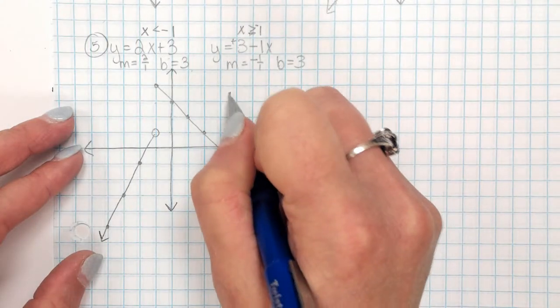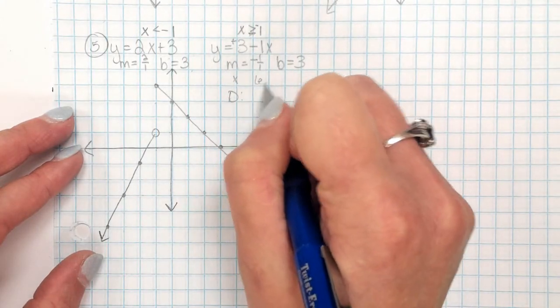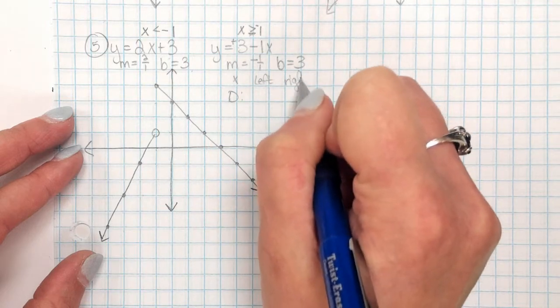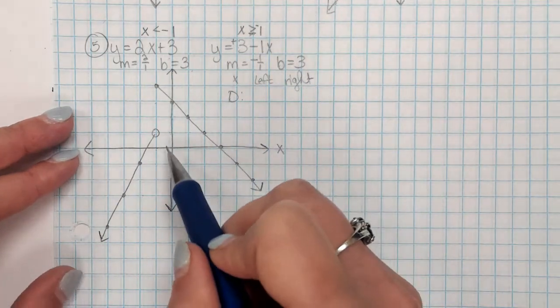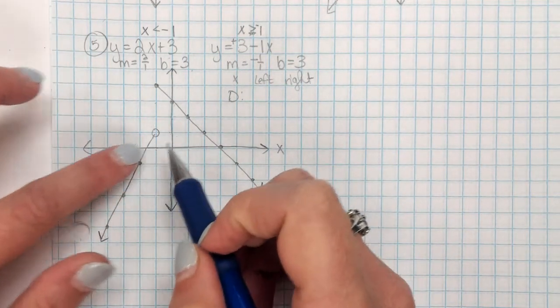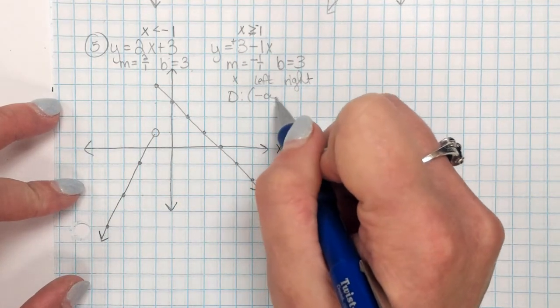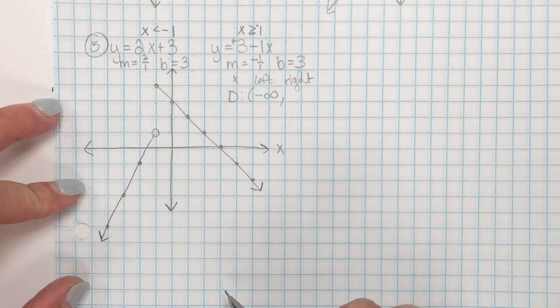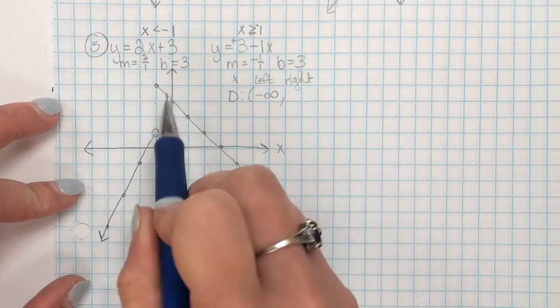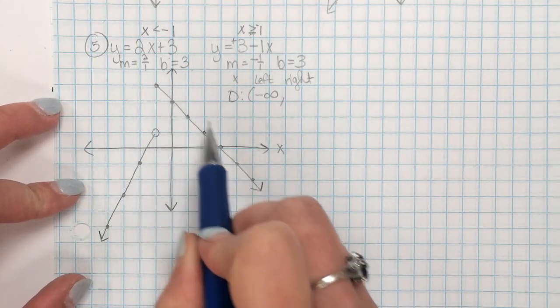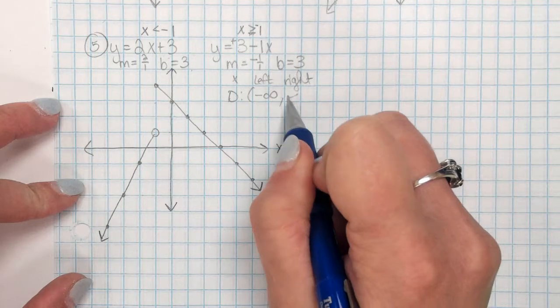All right, let's look at domain and range. So left to right. So I don't want to think this was going down. I want to think that it's going to the left. It's going to the left forever. So that's negative infinity. Okay? I don't want to think that this one's going down. I want to think he's going to the right. So that's positive infinity.